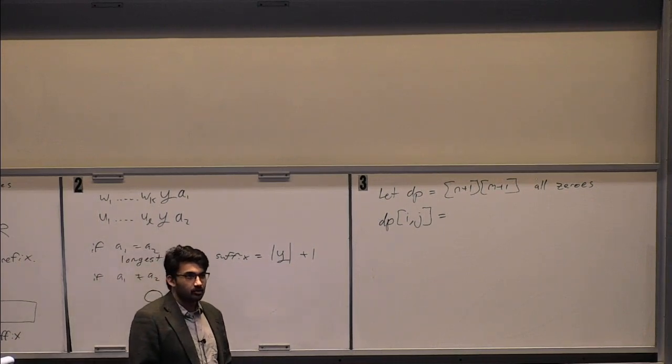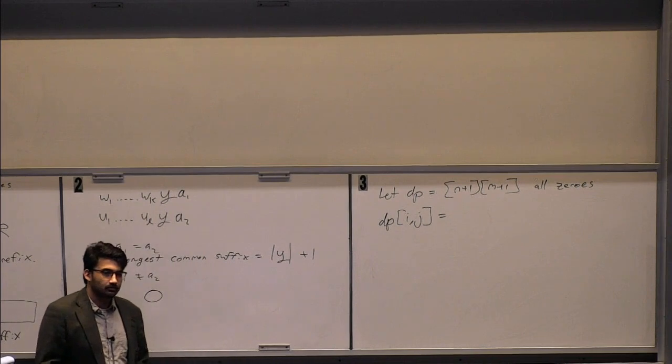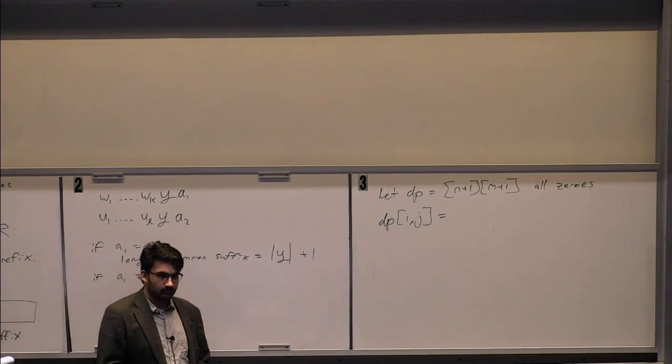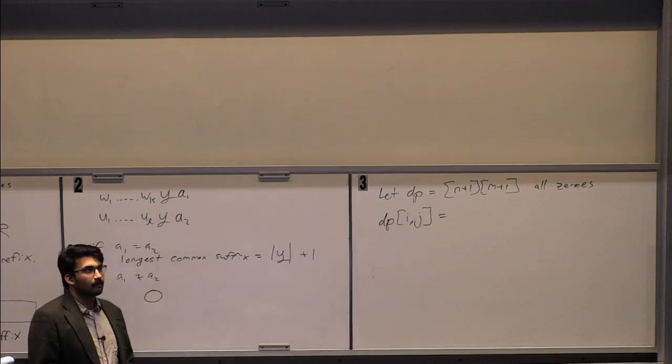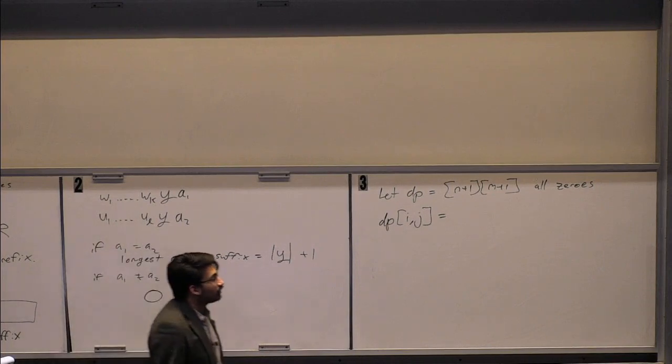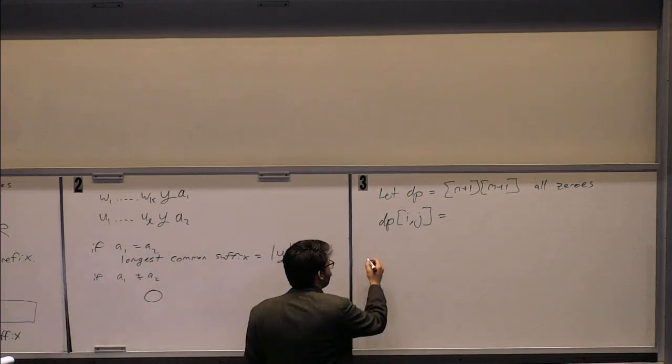One and n plus one. So where does i and j come in? I think that's close. Here's what I'm looking for. And maybe I should have written this first.